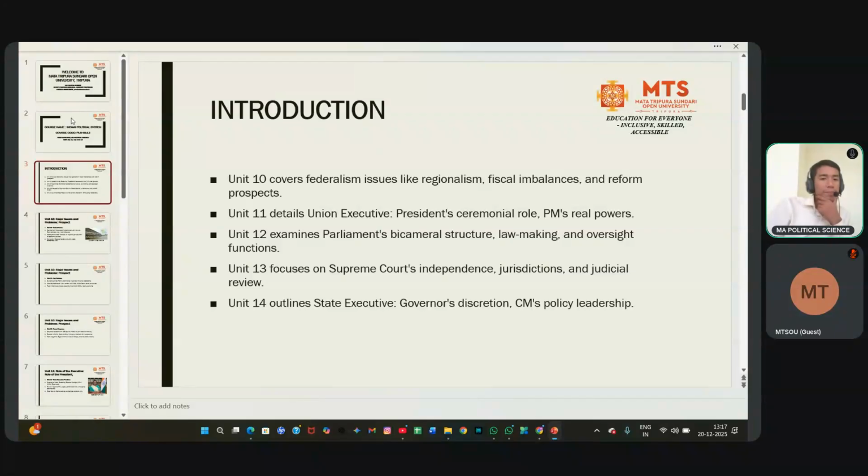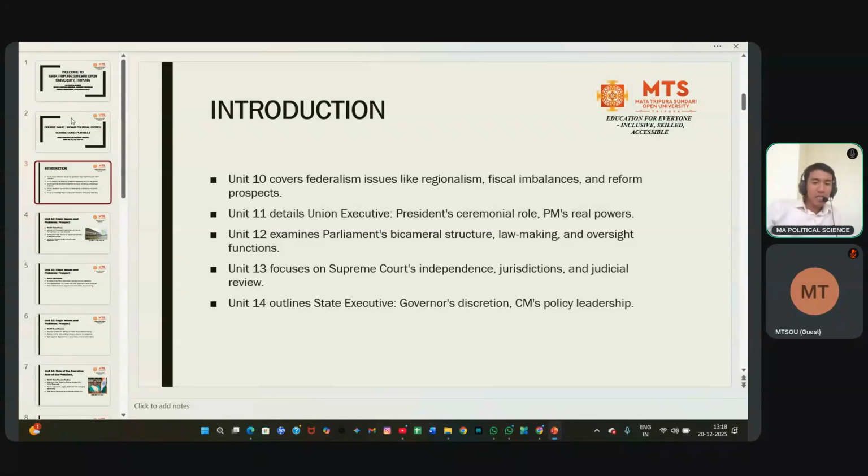In Unit 11, we'll be discussing the Union Executive, President, central power, and Prime Minister. Unit 12, we'll be discussing Parliament, bicameral structure, lawmaking, and oversight function. About Parliament, how does it function? We all know Parliament is in Delhi.